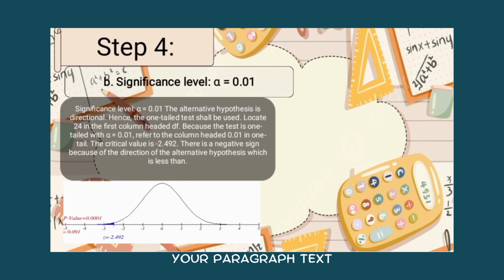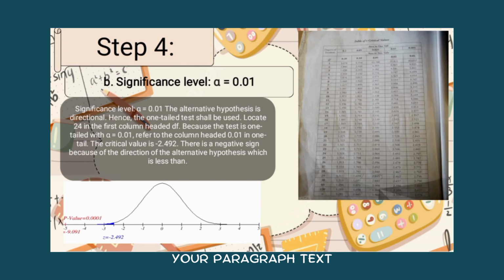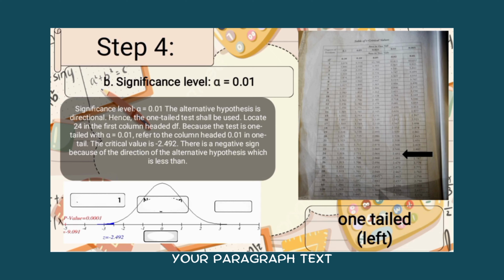Locate 24 in the first column headed DF because the test is one-tailed with alpha equal to 0.01. Refer to the column headed 0.01 in one tail. The critical value is negative 2.492. There is a negative sign because of the direction of the alternative hypothesis, which is less than. So this is one-tailed left.